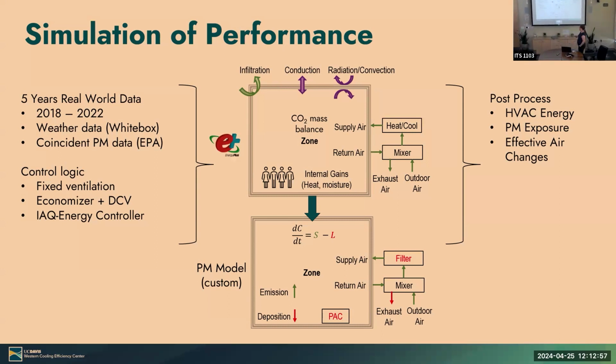Got it. So I run a fixed ventilation controller, a state-of-the-art economizer plus DCV, and then this IAQ energy control logic I've developed, and it runs through the models. And then at the end of the day, I'm looking at HVAC energy, PM 2.5 exposure indoors for the students, and then effective air changes per hour for respiratory aerosols.